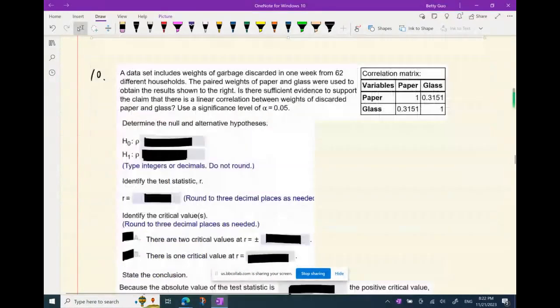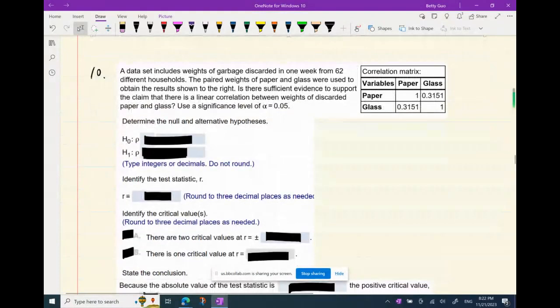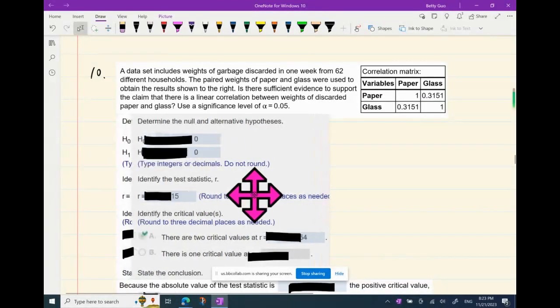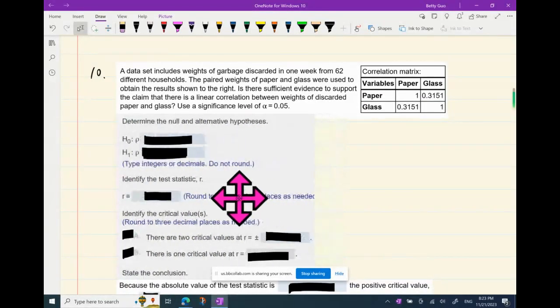Number 10. The given table, a correlation matrix, has two variables, paper and glass. And let's see, 0.3151 should be the value of r. Yes, it is.